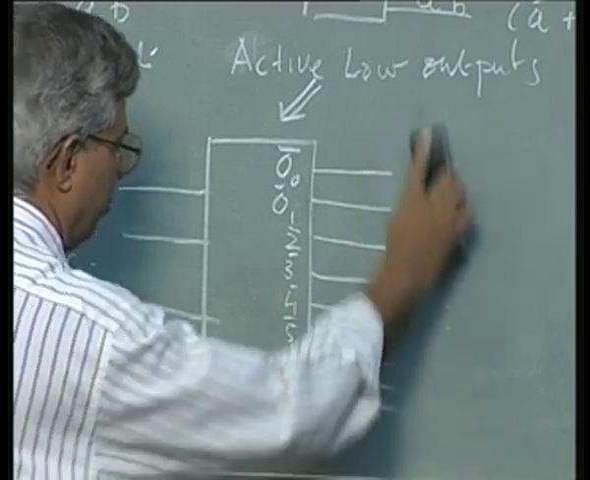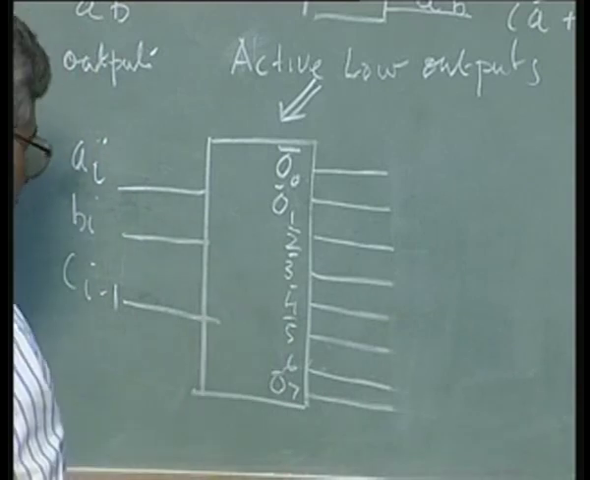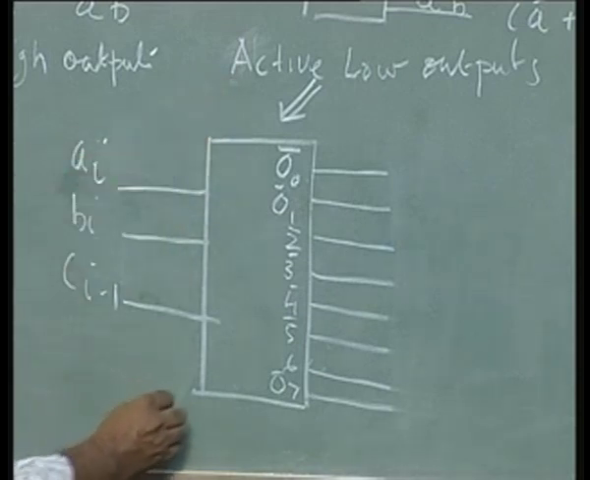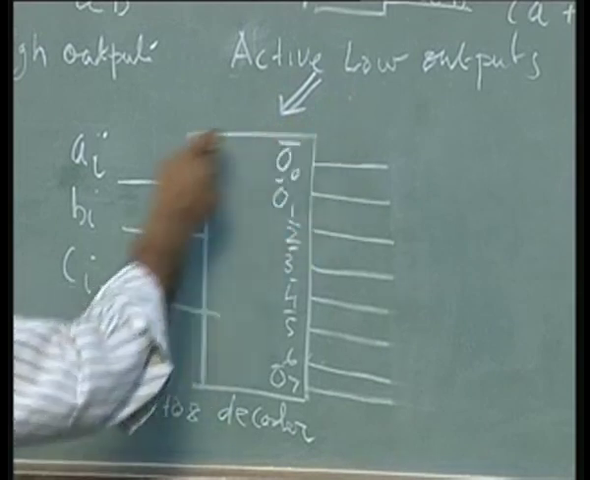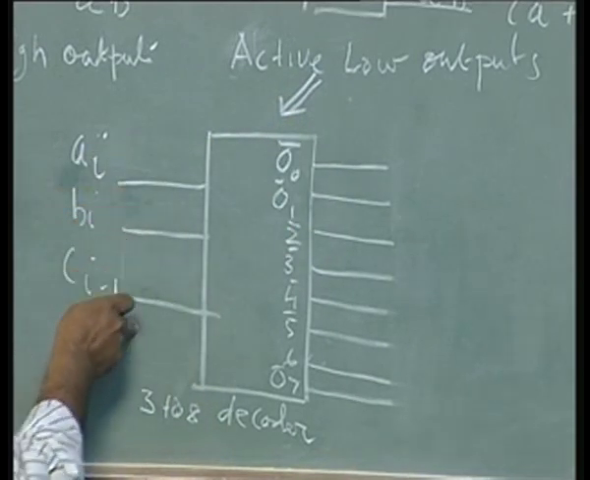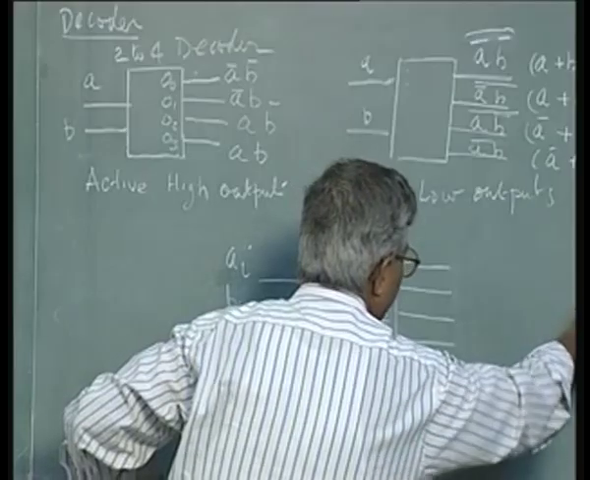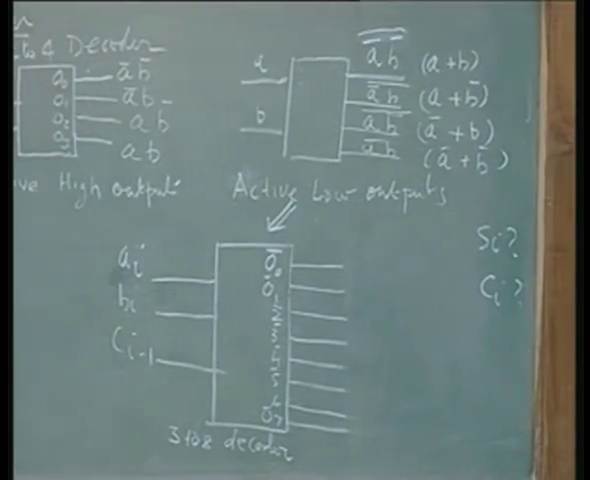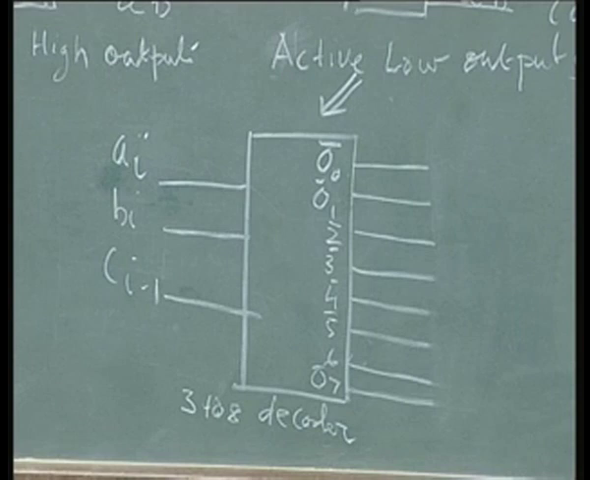How are we going to get the same function implemented? How are you going to get the full adder using this 3 to 8 decoder with active low outputs, inputs being AI, BI, CI minus 1? How am I going to get my SI? How am I going to get my CI? That is the question. That means I have to do some manipulation in the output gates in order to get the actual outputs.